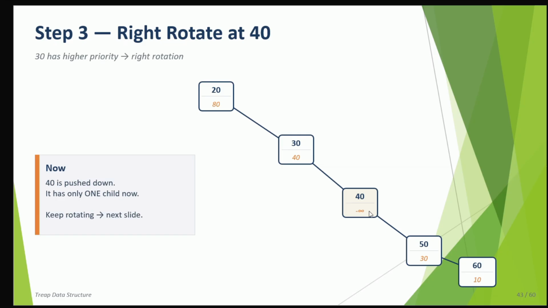Here 40 has less priority value than its child 50. So 50 will move up and 40 will go to 50's place. And then 40's child 60 has greater priority value than 40. So 40 will again go down and 60 will go up. So 50 would be here and 60 would be here and 40 would be at the last leaf node. So now we can simply remove 40 from the tree.